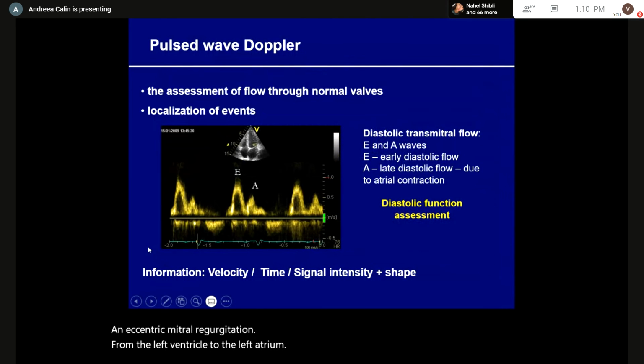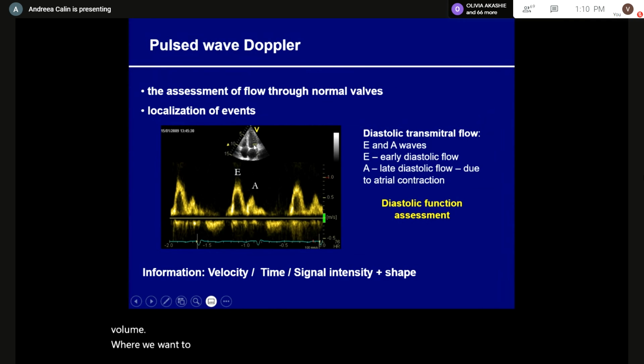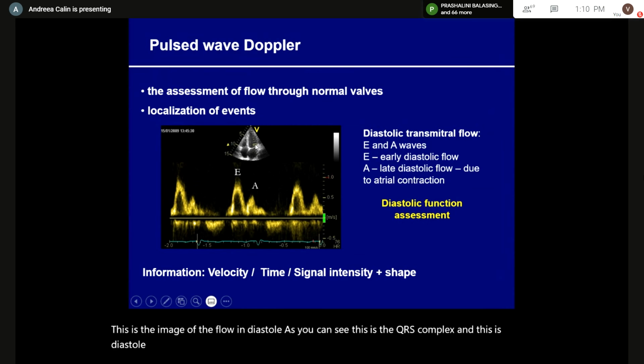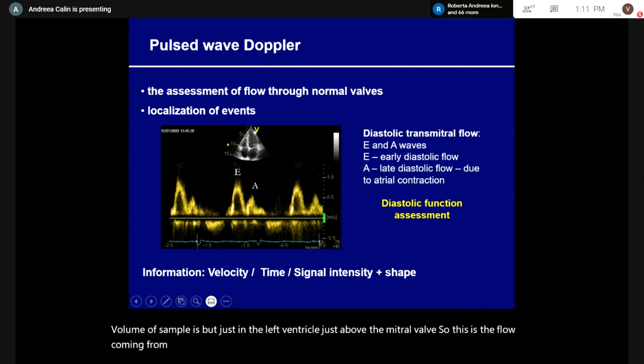The pulsed wave Doppler exam allows the assessment of flow through normal valves. It localizes events, so we put this sample volume where we want to see the flow. This is the image of the flow in diastole. As you can see, this is the QRS complex, and this is diastole, and this volume sample is put just in the left ventricle, just above the mitral valve. So this is the flow coming from the left atrium to the left ventricle in diastole.